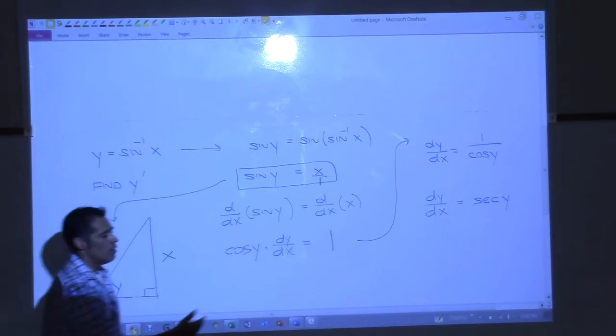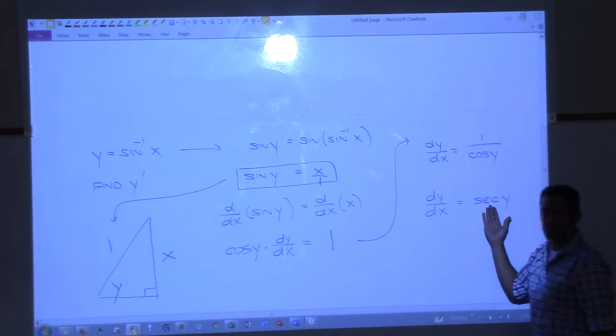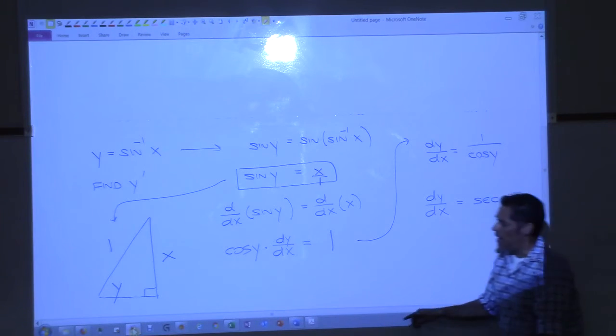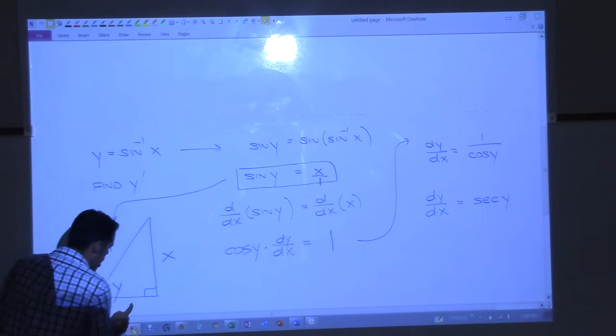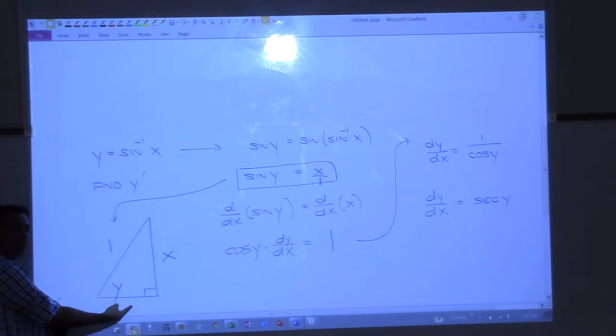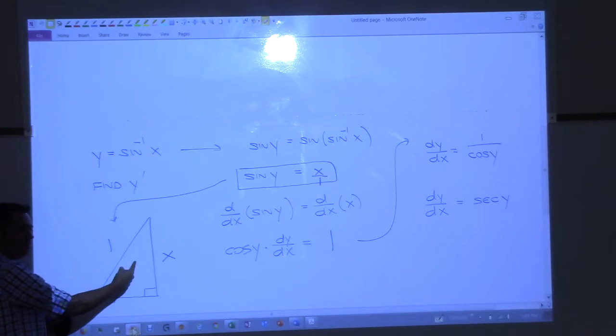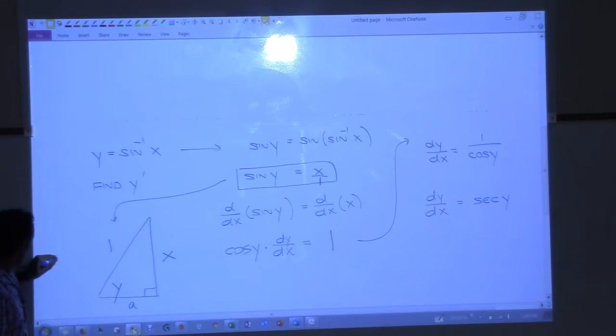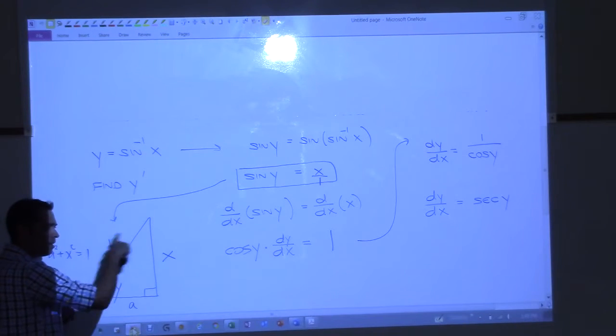Now, I'm interested in knowing what secant of y is. And secant of y is, well, what's cosine of y? Off a triangle, cosine is adjacent over hypotenuse, so secant is hypotenuse over adjacent. And this side is the adjacent side, but I don't have it. But I have the other two sides, right? So if I wanted to know what this was, let's call it a for adjacent. I know a squared plus x squared equals 1 squared, just Pythagorean identity.